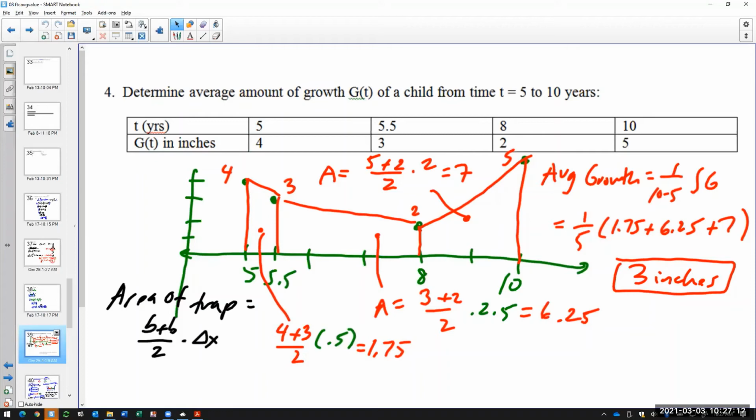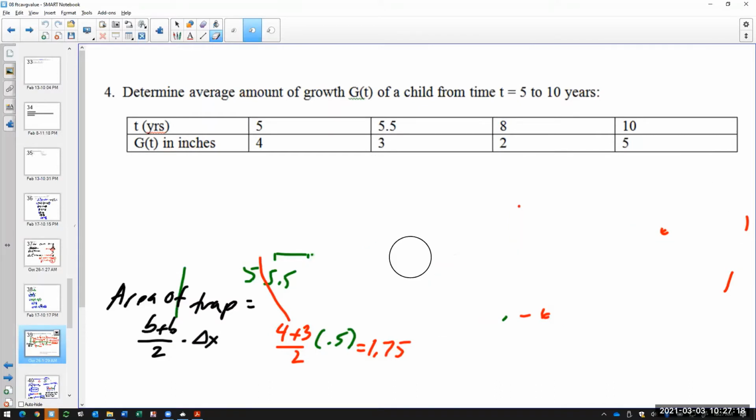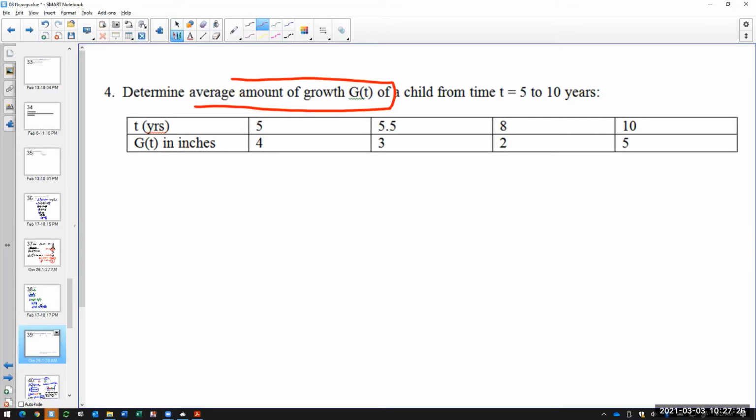Determine the average amount of growth of a child from time 5 to 10 years. I should have put a little bit more words in here, but this is actually going to be an estimate. I should have put the word estimate in here. If they tell me average amount of growth, average value, this is really average value. If you want the average of anything, the average amount of growth.